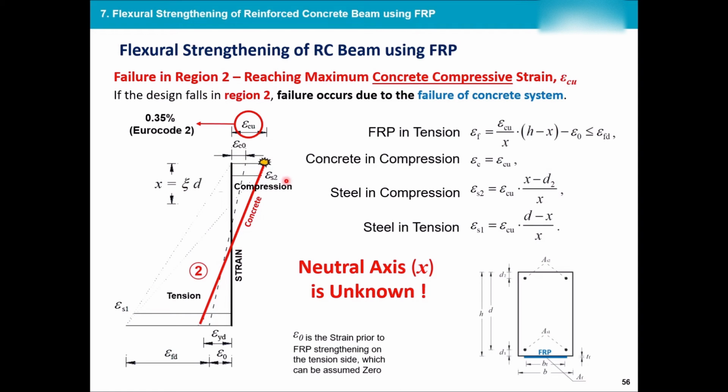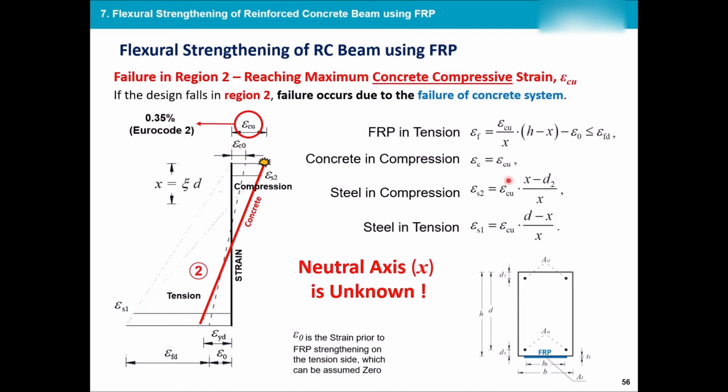So we had region 1, FRP failing, region 2, concrete failing. Concrete fails in compression, FRP fails in tension. Now, let's say that, okay, good for us. We have calculated the strain, although we can't calculate them because we don't have the neutral axis. So we cannot compare these together to say which failure is happening. So we have to solve this problem of how to calculate the neutral axis.